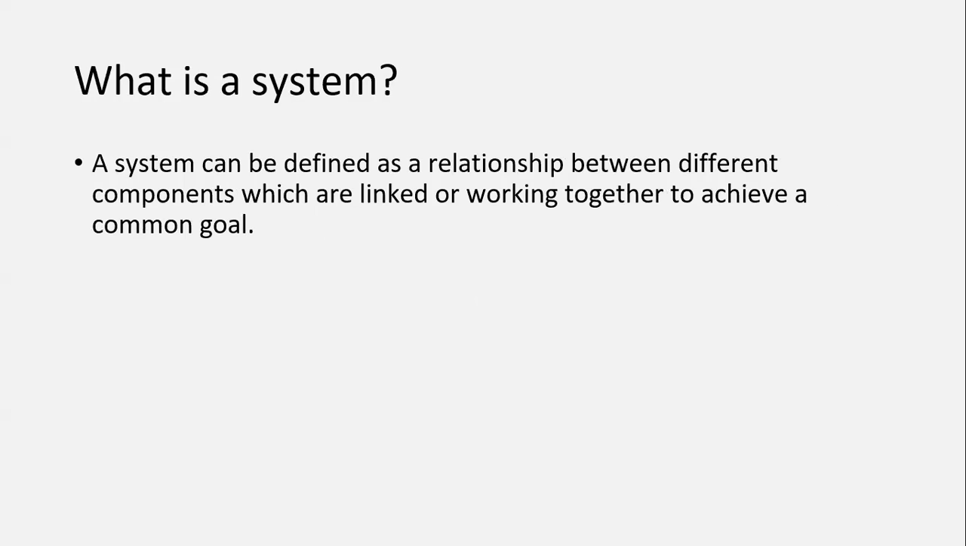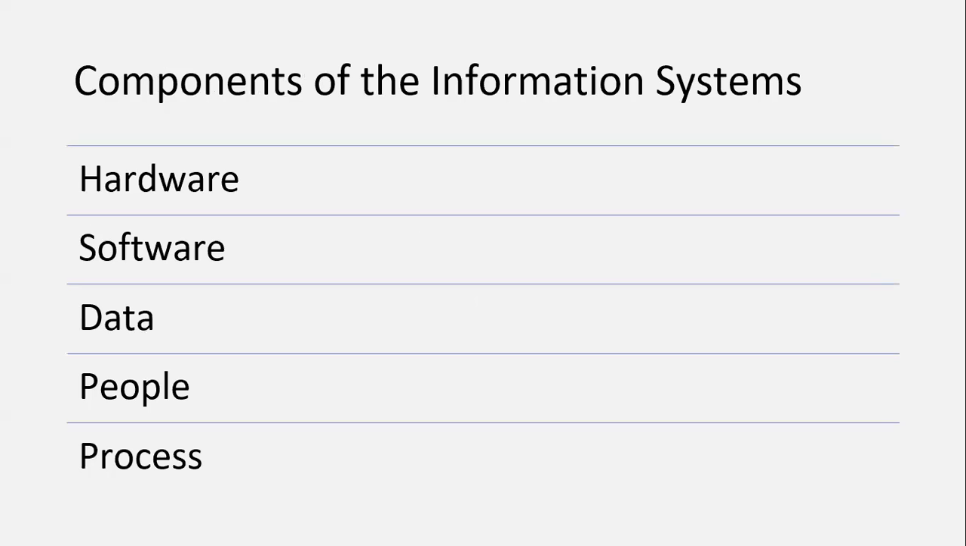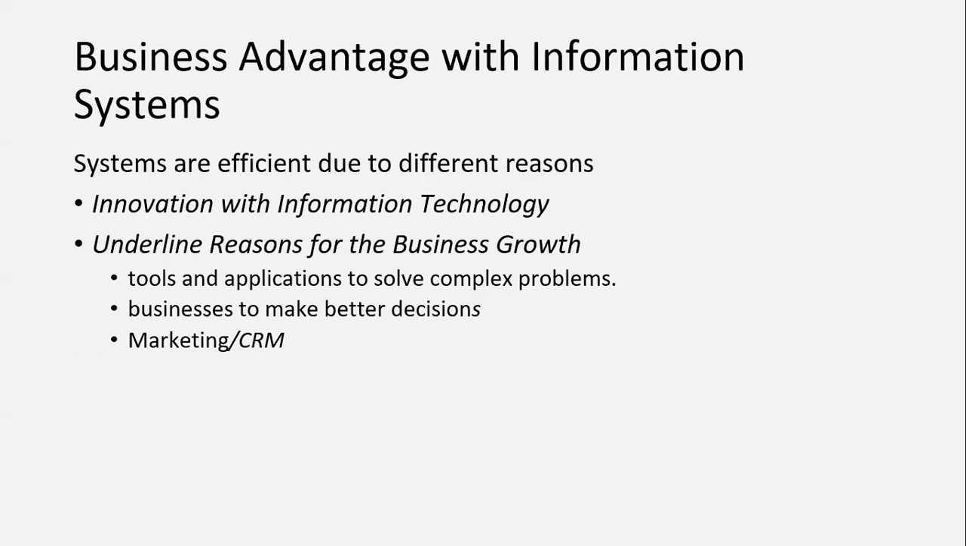So what's a system, and what are the components of the systems, especially hardware, software, data, people, and the processes. Once it comes to an information system, these components are mandatory. And what are the business advantages with information systems?